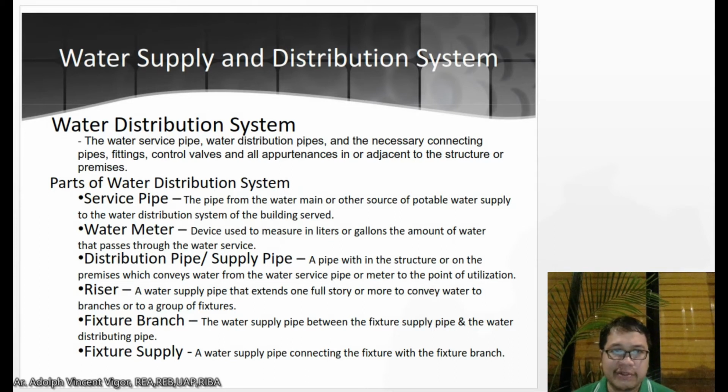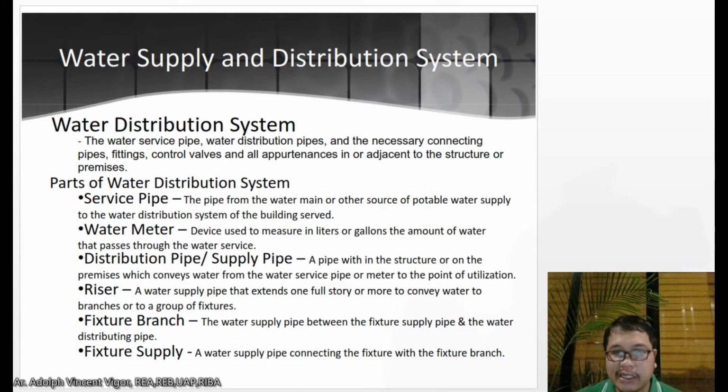Okay, so let's start our lecture with the water supply and distribution system. The water distribution system is the water service pipe, the water distribution pipes, and the necessary connecting pipes, fittings, control valves, and all appurtenances in or adjacent to the structure or premises. These are the parts of your water distribution system. You have first the service pipe, which is the pipe from the water main or the source of potable water supply to the water distribution system of the building served. The water main is the line from the water district. That's where you're going to tap.